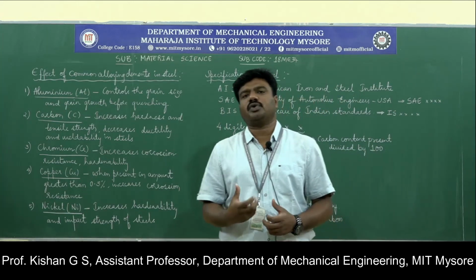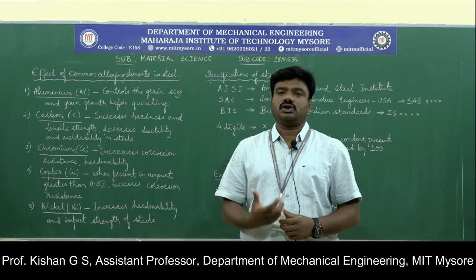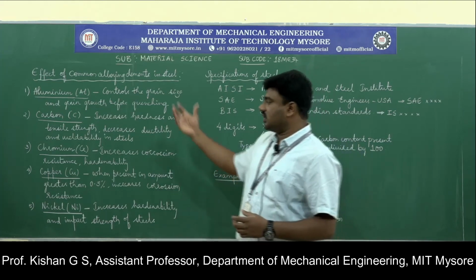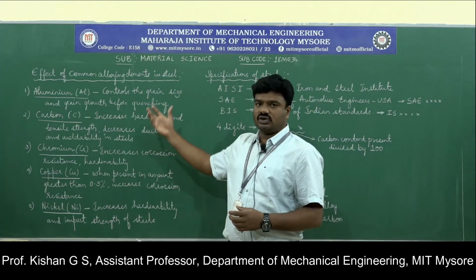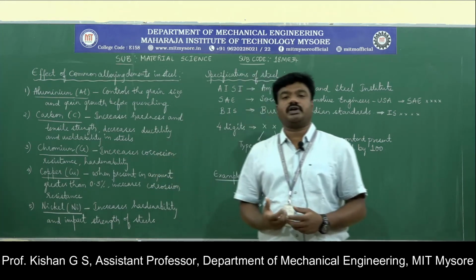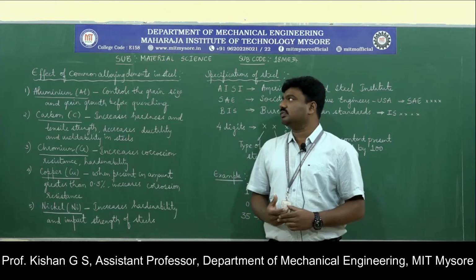See, there are plenty of components which result in plenty of variation in the properties of steel. So for the sake of understanding, we have taken only 5 alloying elements that lead to variation in different properties in steel. First one being aluminum. So what is the effect of aluminum?